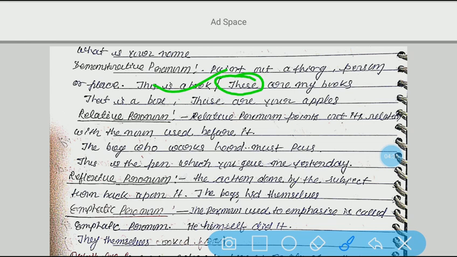Alright. Next, see the example of that. That is a box. That is used in the singular number for an object which is far away from you. Similarly, those. If the objects are far away from you, then you can use what? If the object is far away and the object is singular, then we will use that. Otherwise, for the plural number, we shall use those.